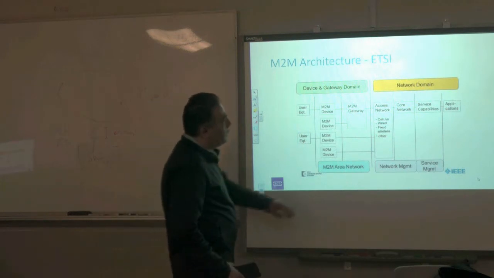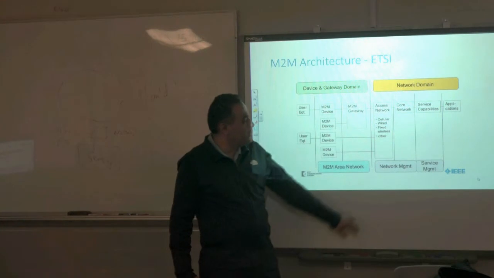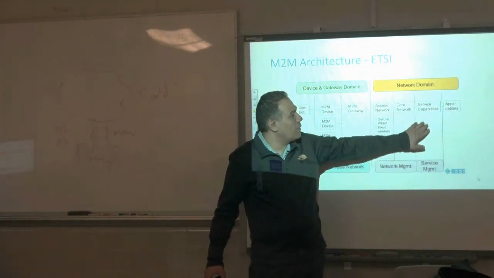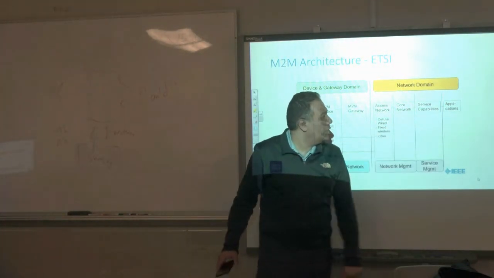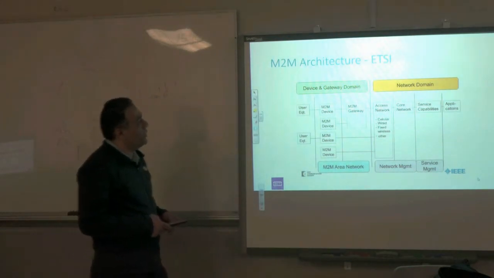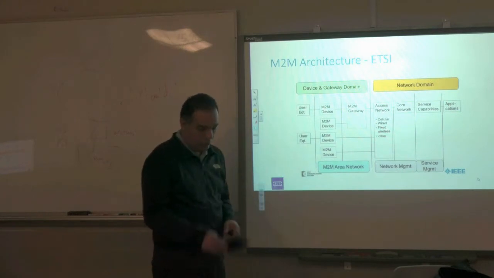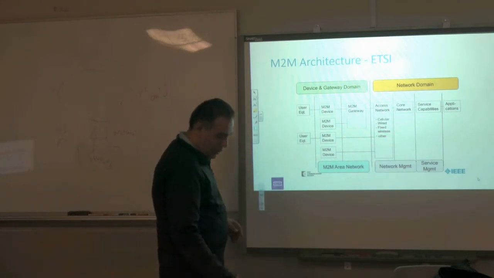Then after that, you're going to go to the core network, and that's what we call network management. Then after that, the service management, where you have service character, we will talk about it, and applications. And this is by ETSI definition the architecture.